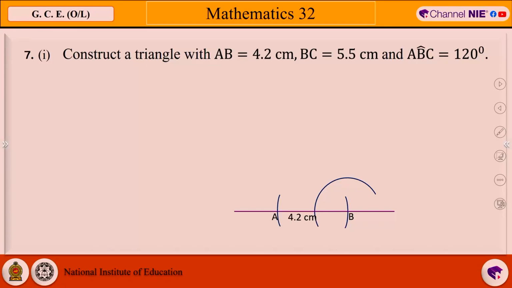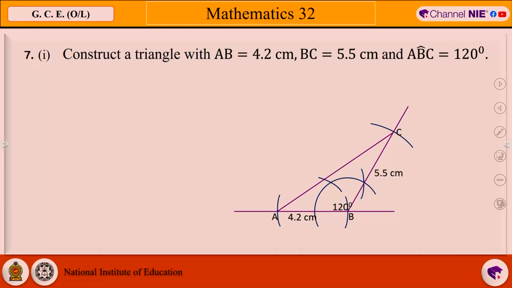You know how to construct 120 degrees using a pair of compasses. 60, another 60. So, you can join these 2 points to make a straight line. After that, we have to take 5.5 centimeters along with this straight line to find the point C. So, BC is 5.5 centimeters. Now, we have to complete the triangle. So, by joining AC, we can complete the triangle ABC.